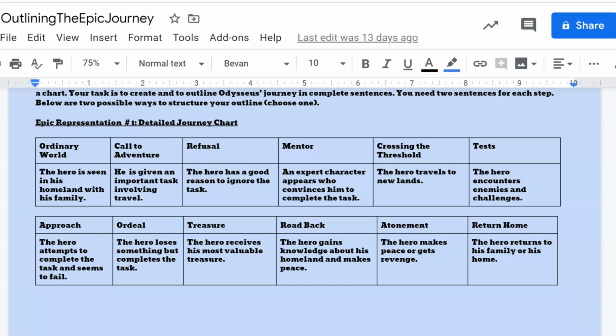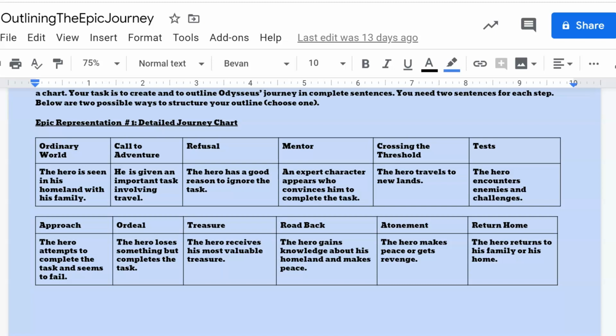So in the refusal, the hero has a very good reason or motivation to not complete the task. For step number 4, there is usually a mentor or several who we would consider expert characters who appear at random or at certain intervals in that movie or book who convince him that he needs to complete the task for whatever reason. For step number 5, this one is called crossing the threshold. This is where the hero actually lands wherever he is intended to go.